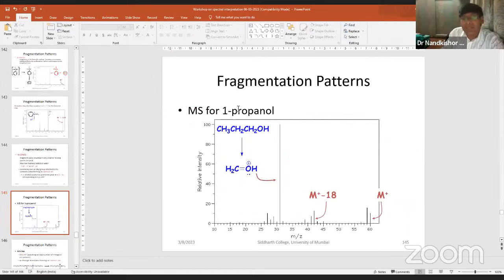Now look here at how it works. If you see propanol here, when it is sprayed in the mass spectrometer, it gives you the molecular ion peak, no doubt.